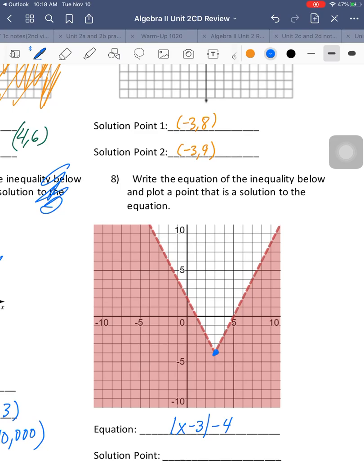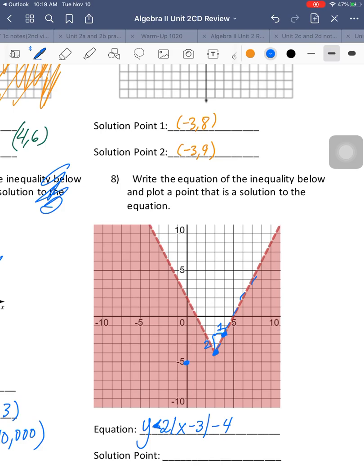Before we do that, let's find our vertex and our slope. So it looks like it's 1, 2 to the right and 1 up, or 2 up, 1 to the right. So it's a slope of 2, and it's shaded below, so that's less than, no equal to because it's dashed, and y. Solution point anywhere in the shaded area.